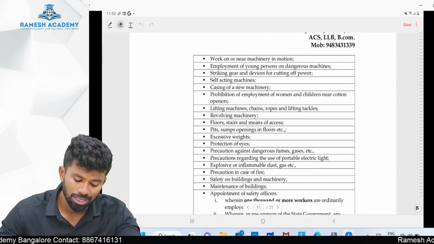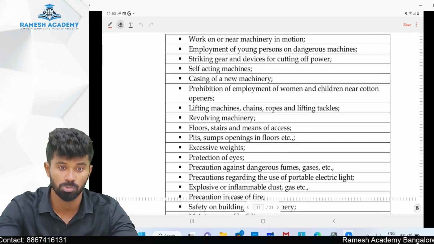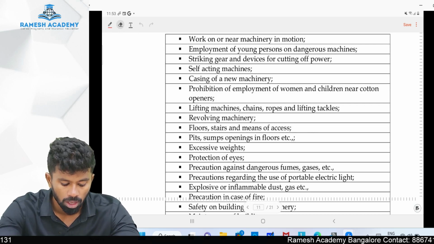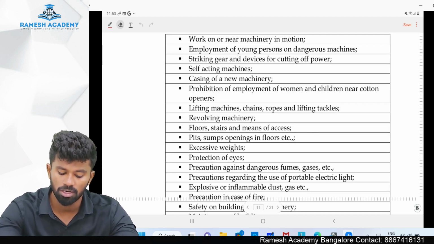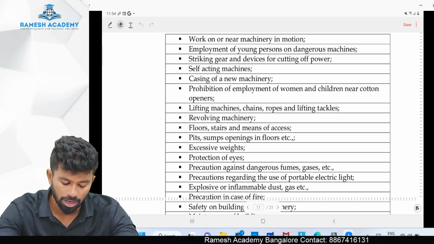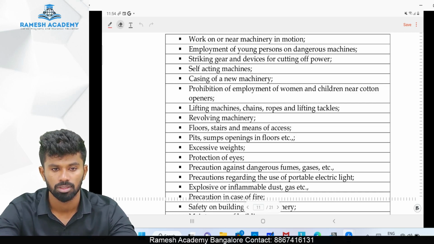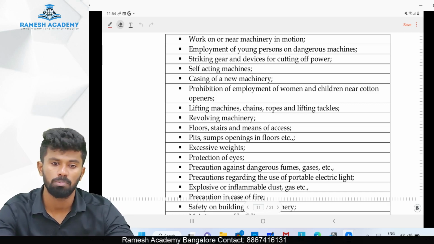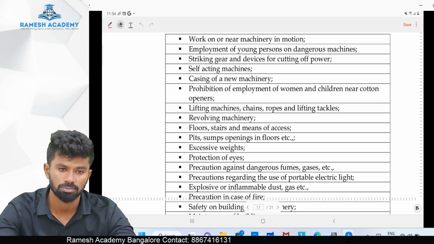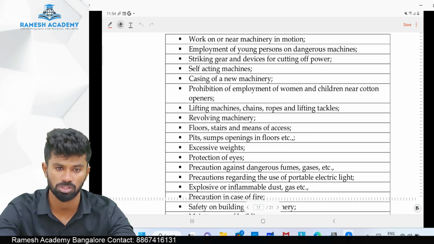Work on or near machinery in motion. There should be proper safety measures for a person working near machinery which is in motion. Employment of young persons on dangerous machines should not be allowed. Striking gear and devices for cutting off power should be kept near the machinery. Self-acting machines should be properly checked. Casing of new machinery to be done. If it is new machinery, it should be properly cased so that it does not injure any person.